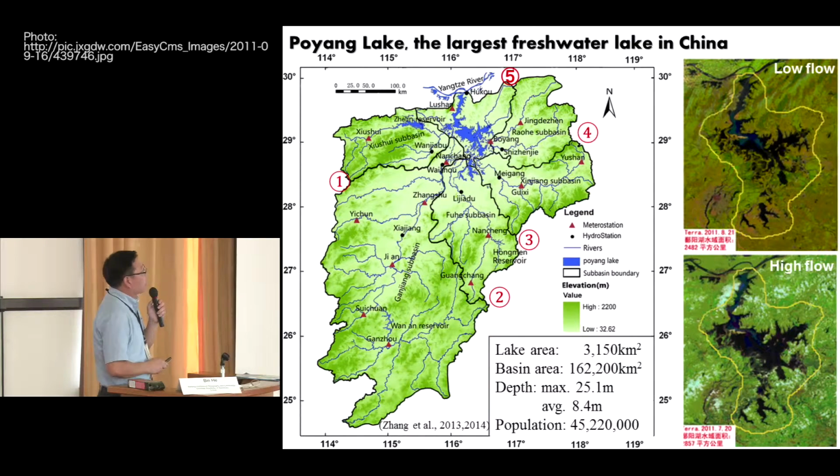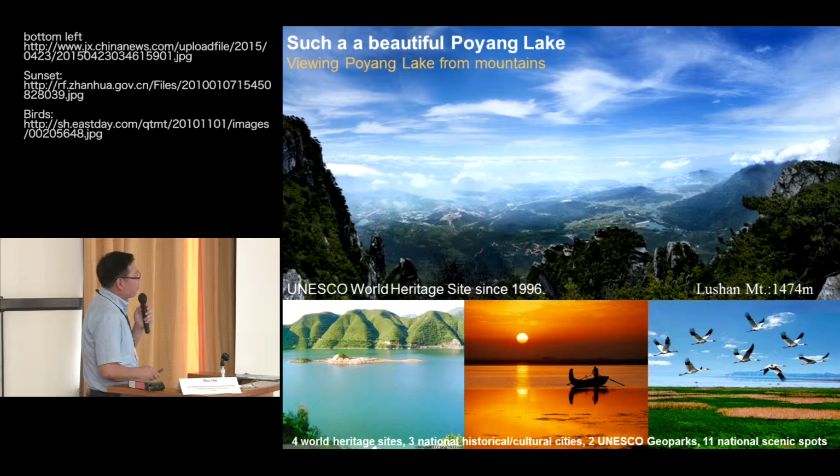Poyang Lake is the largest freshwater lake in China. The area is around 3,000 square kilometers, and the depth is around 25 meters. It's very deep, and the population is very huge, 45 million. In the Poyang Lake Basin, we have 4 World Heritage sites, 3 National Historic sites and 2 UNESCO geoparks. Here we can see Poyang Lake. Lushan mountain is a very high mountain here. We can see Poyang Lake here. It's very beautiful.